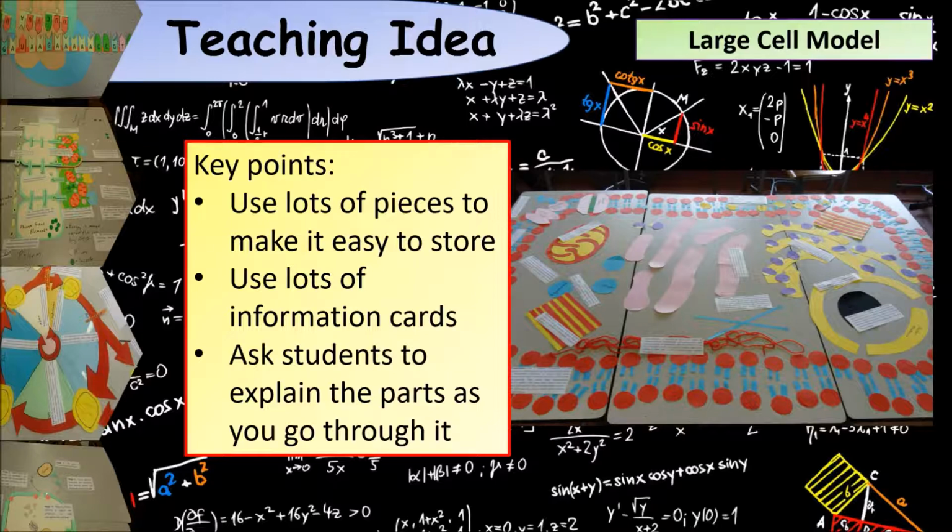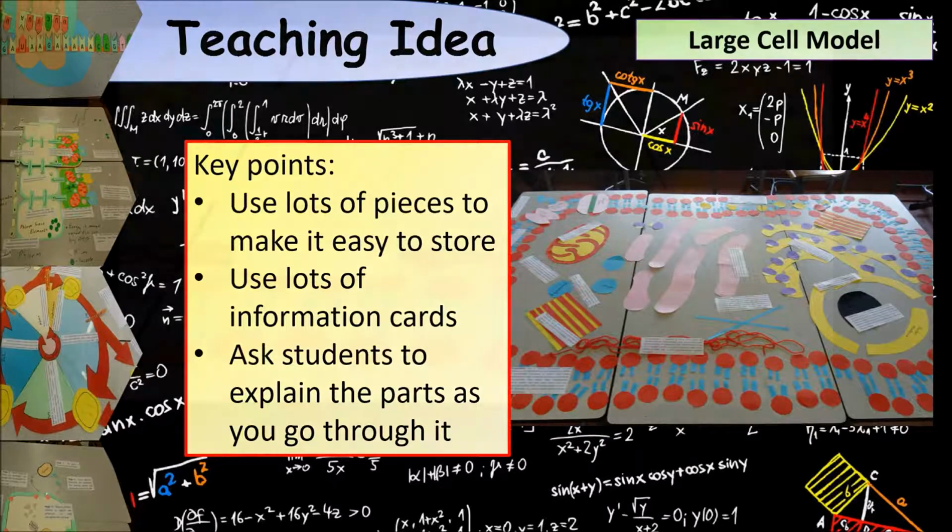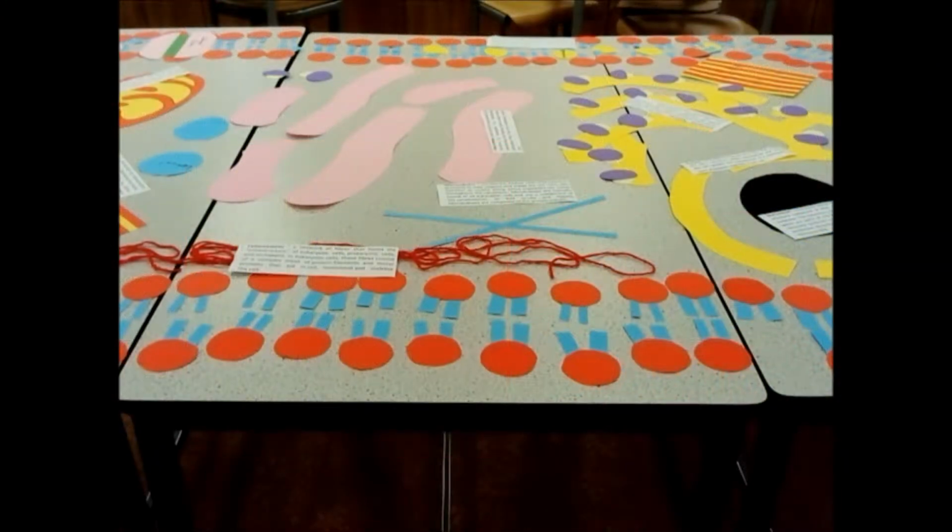Hopefully the next short video will go through and outline some of the ways that I use this model and some of the things that you might need to think about if you want to try this out for yourself. So, first thing you need to do is go and set up a very large model of a cell. Remember to use lots of small parts so it's easy to store, plus then you can move things around.